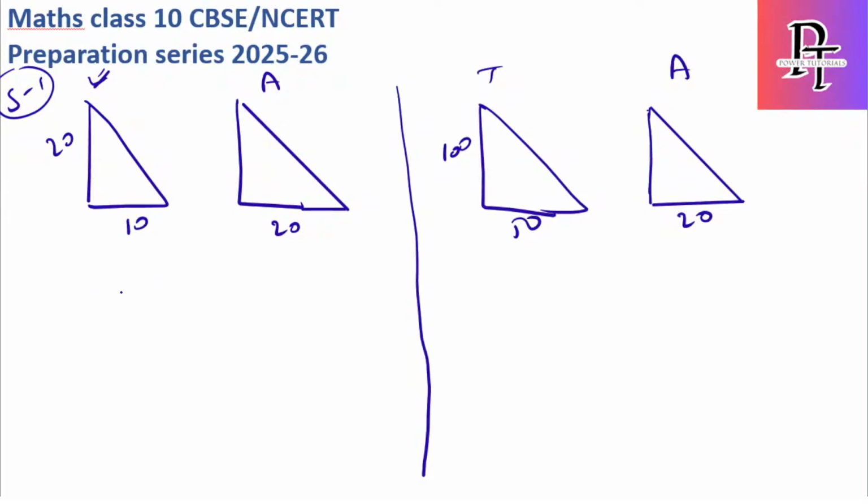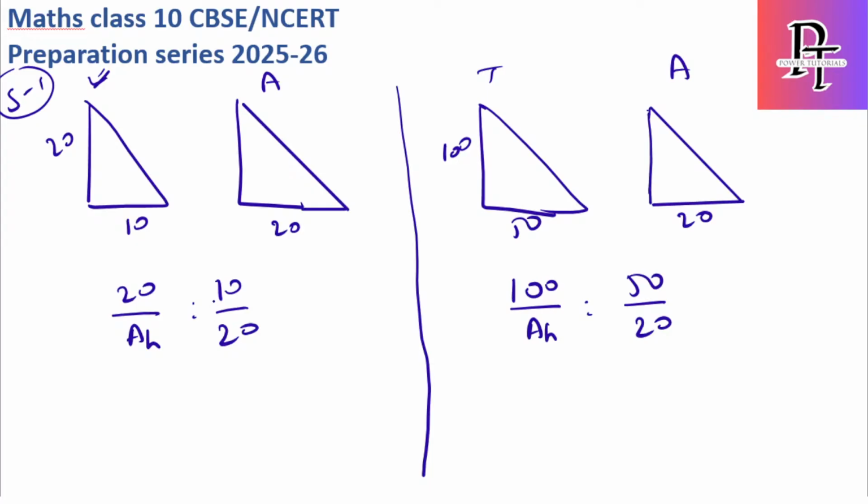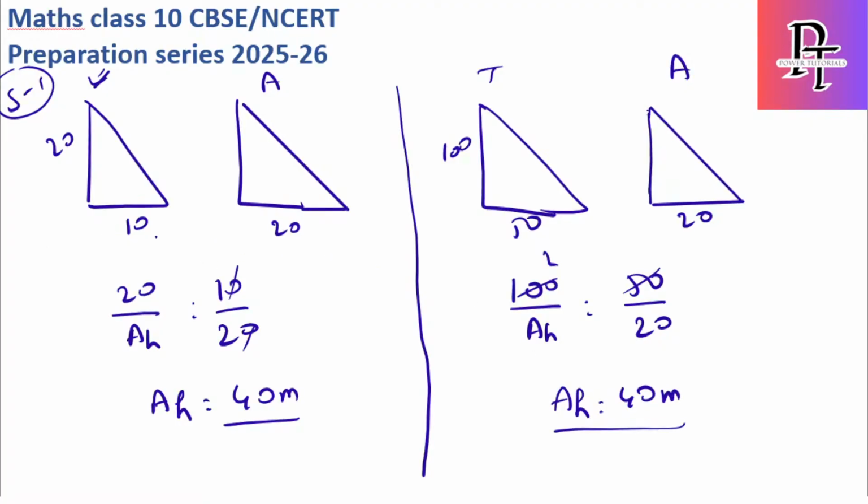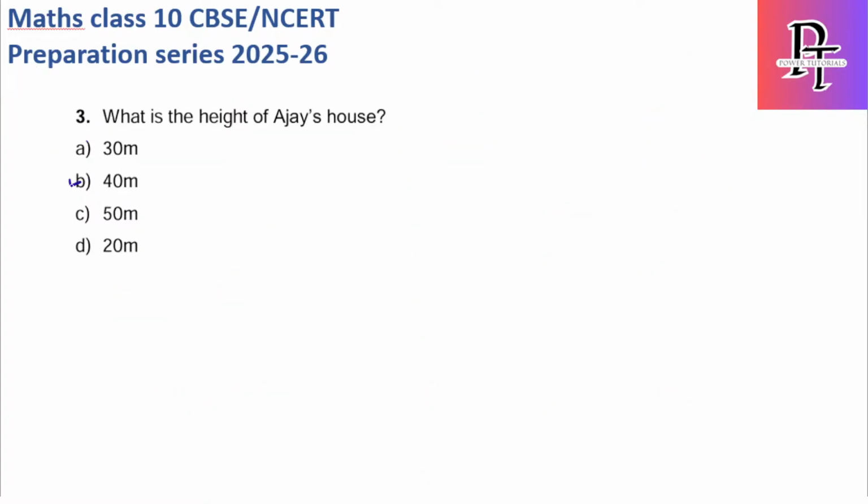So 20 by Ajay's house height is equal to 10 by 20. Same as here, 100 by Ajay's height is equal to 50 by 20. So the zeros cancel. From the left side I can find Ajay's height as 20 into 2, which is 40 meters. What about here? 5 twos are 10, so here also, if you notice, I got the same answer, which is 40 meters. As all three triangles are similar, we can use any two triangles to get the height of Ajay's house. Okay, we got the answer as 40 meters.